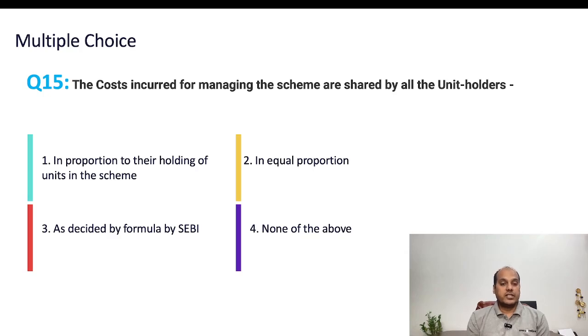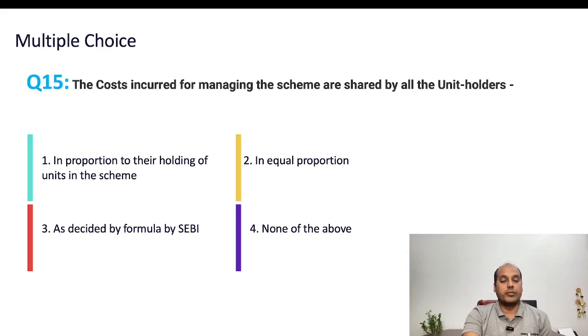Third is SEBI. SEBI does not decide any formula. SEBI just defines that a particular fund with a particular AUM size cannot charge more than this particular amount. Okay, so they decide the limit, so option 3 cannot be here. So option 1, in proportion to their holding of units in the scheme.